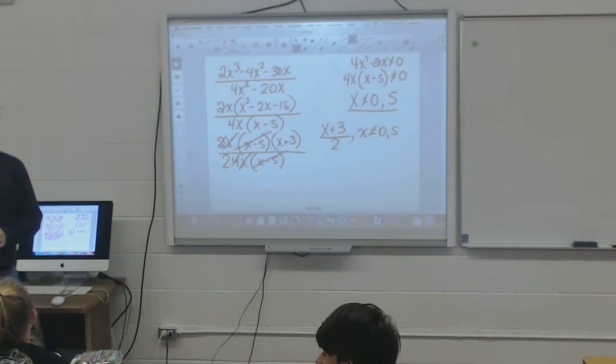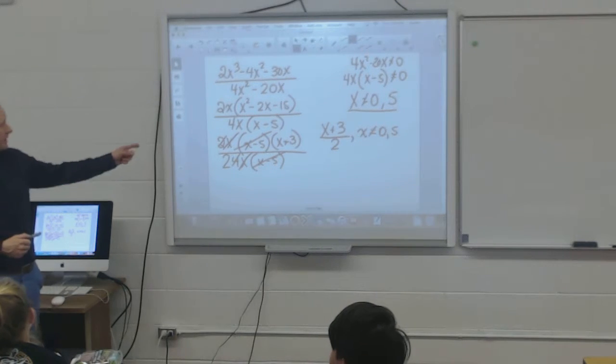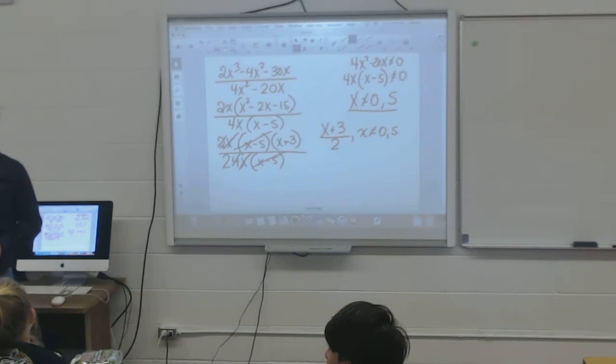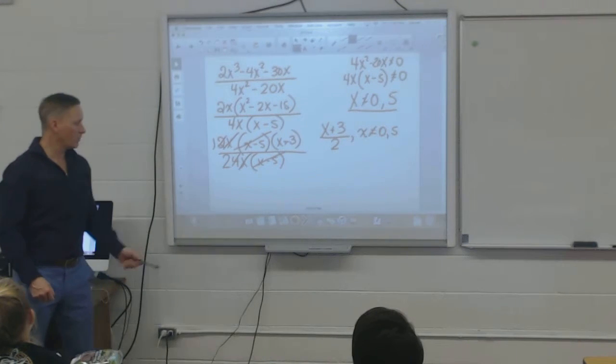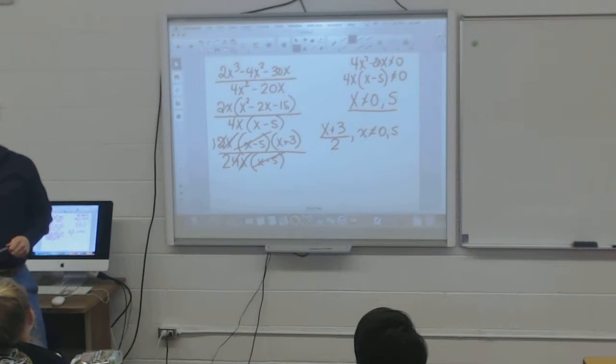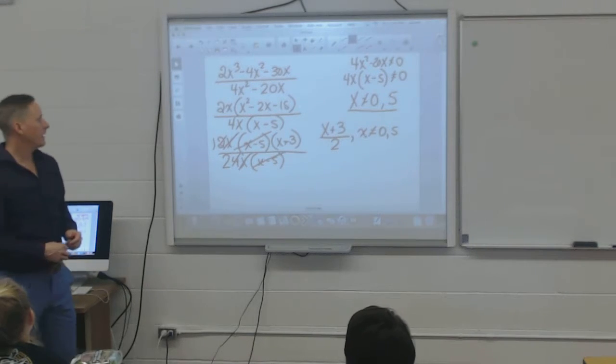Go ahead. When you divided the 2x by the 4x, then you just say x divided by x is 1. Right. 2 divides into 4 twice. So it's like 2 over 4 is what? 1/2. So that's about 1/2 times x plus 3. I was just trying to give you like 2 divided by 4 is 1/2. There's the 1. Okay?